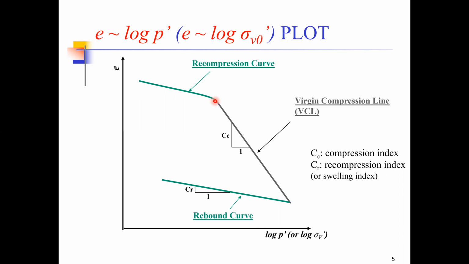Now, this initial part is what is called the recompression curve. This recompression curve has the same slope as the rebound curve. So the slope of this line is also going to be equal to the recompression index. So these are the main components of the e versus log p graph. And from this slide, I hope you have got an idea about not only the compression index, but also what the recompression index is.